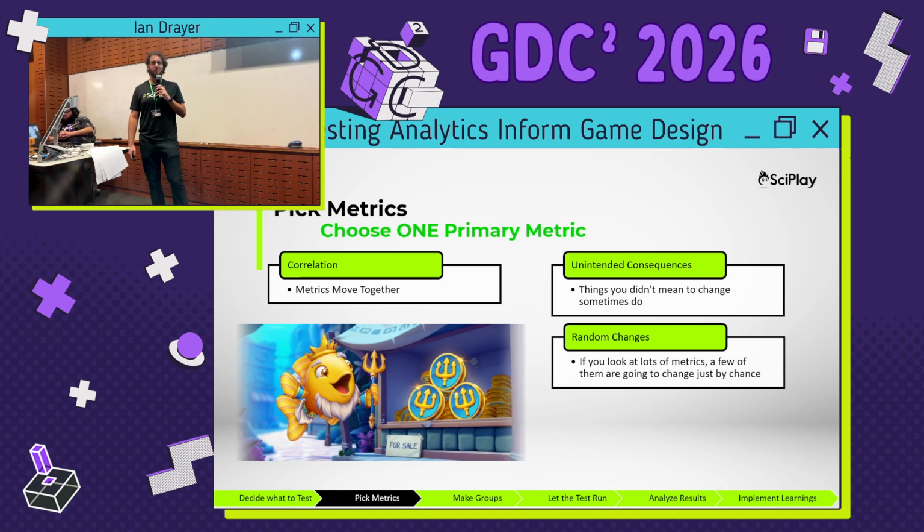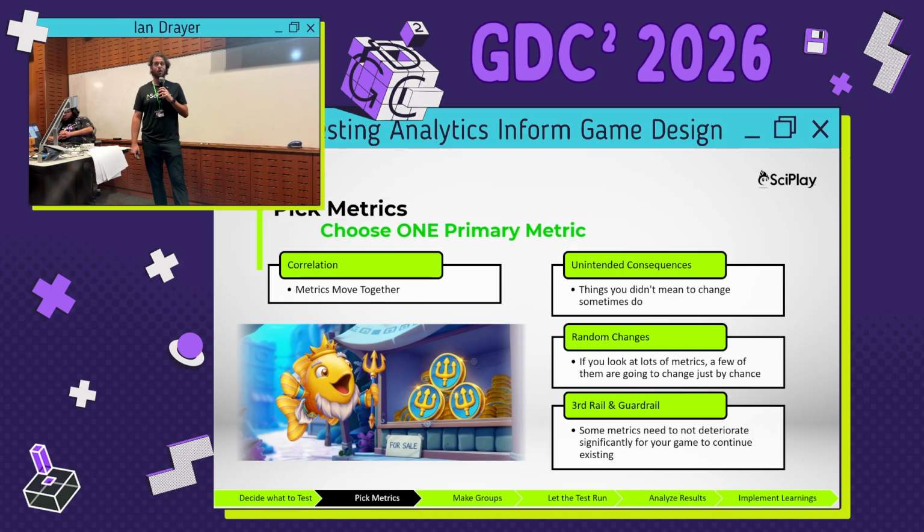Random changes happen. Players change behavior for no reason or any reason at all, completely unrelated to your test. And so if you're going to be looking at a ton of metrics, some of them are going to change. Even if you did nothing, some of your metrics are going to change. Players change their behavior with no prompting. Things get stale. Things just hit them differently. They had a burrito for lunch instead of tacos. Who knows? They may have changed whatever their behavior is.